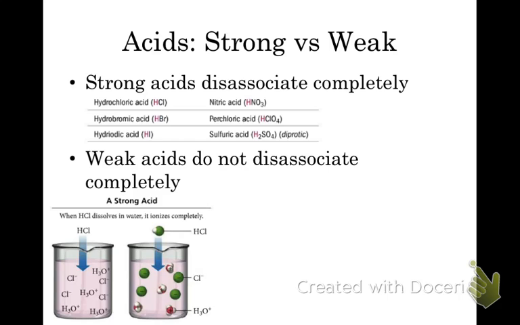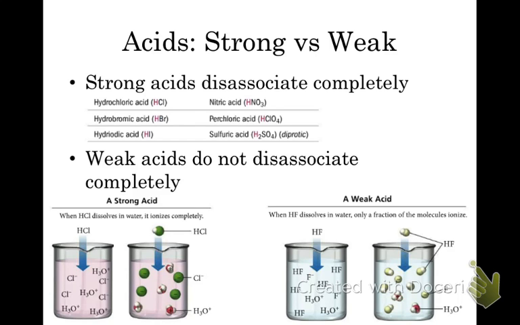Weak acids, on the other hand, do not dissociate completely. So when we put, for example, HF in a solution, we see that we have F-, we have H3O+, which again could be H+, we'll use those interchangeably. But you'll also see that you still have HF combined together; they haven't broken up. Only a few of them will actually break up into H+ and F-, and some of them will still stay on as HF. So that's what a weak acid is. It won't break up completely.